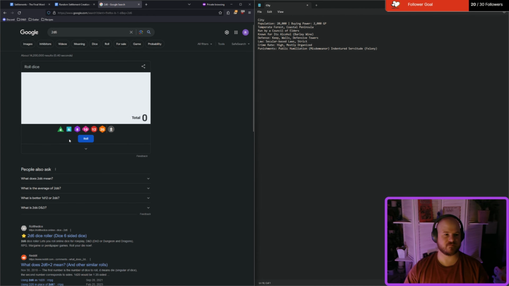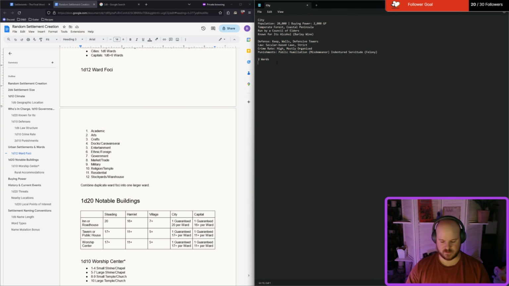4 and 7. Alright, so we know this is on the coastal peninsula, so that makes sense that there's a docks ward, and there is a government ward. District, area, whatever you want to call it. So those are our 2 big ones.